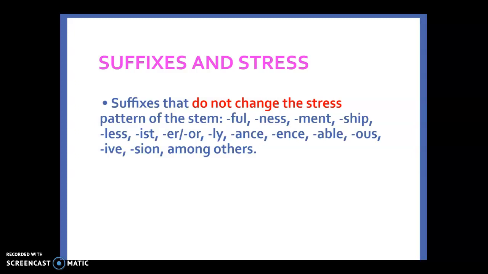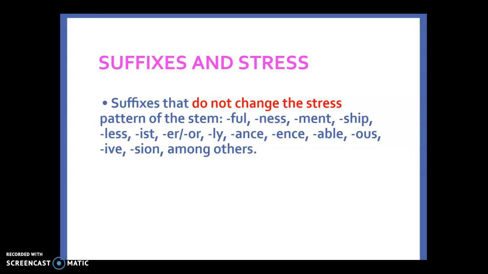So, as I said before, beauty, and by the addition of full, I say beautiful. So I do not affect the original stress pattern of the word.